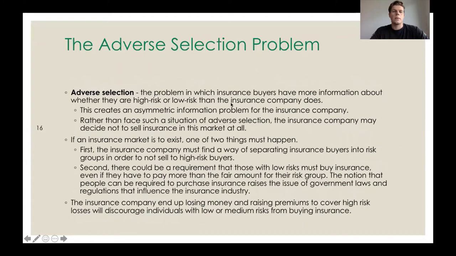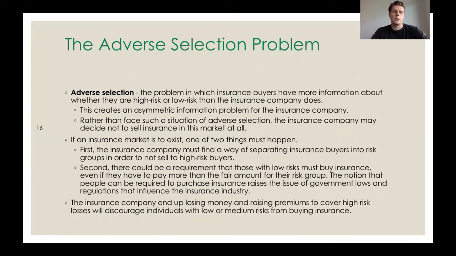Adverse selection. The problem in which insurance buyers have more information about whether they are high risk or low risk than insurance companies do. This creates an asymmetric information problem for the insurance company. Rather than face such a situation of adverse selection, the insurance company may decide not to sell insurance in this market at all. If an insurance market is to exist, one of two things must happen.